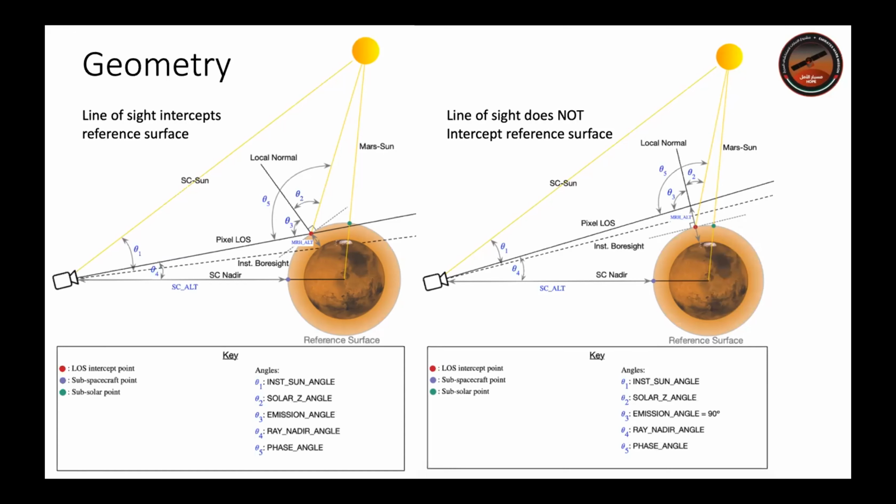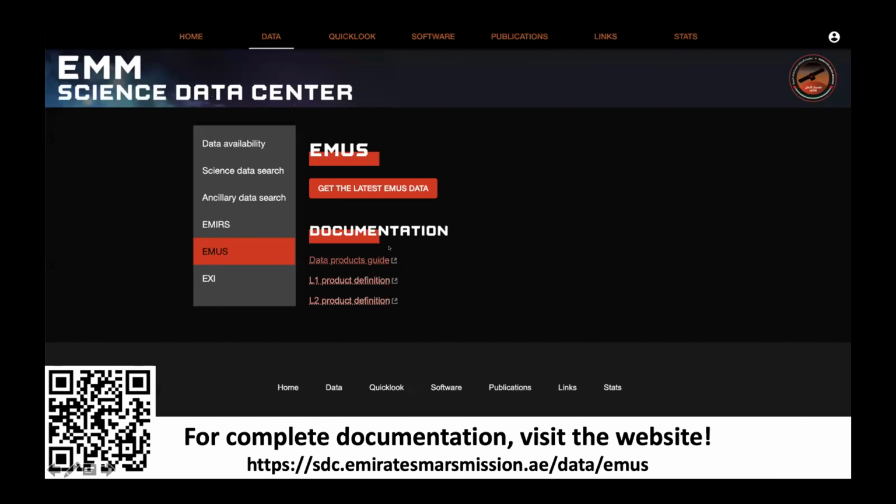So all of this material is in the data product user guide, which is on the SDC right now. And so that's right here. We also have some spreadsheets with the level 1 product definition and the level 2 product definition if you want to dig in and find more information. So yeah, that's all live.